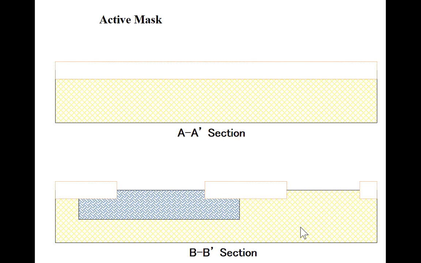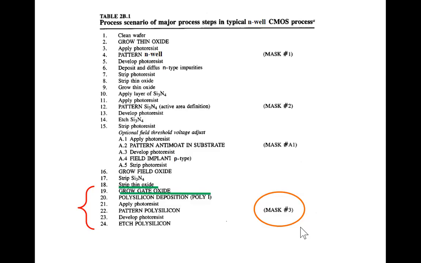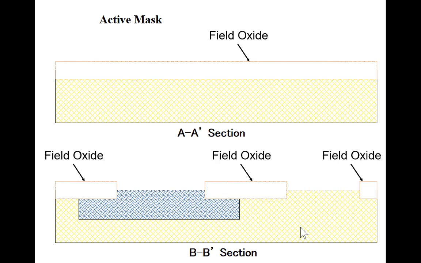If you look at a cross section, the active mask is going to create an opening in this region here and this region here. We grow field oxide in the complement of the active region. So there's field oxide on top here and field oxide on top here. And all the way across here, there's field oxide on top. Any questions so far?